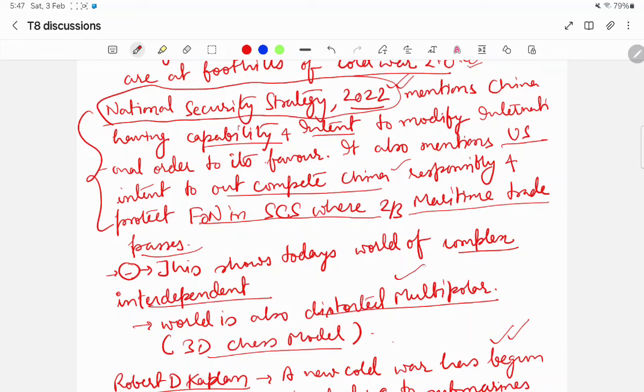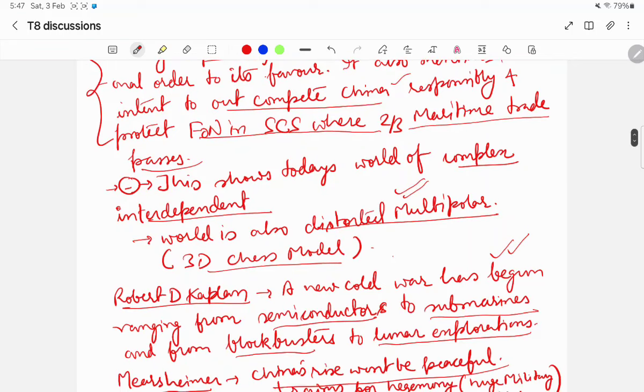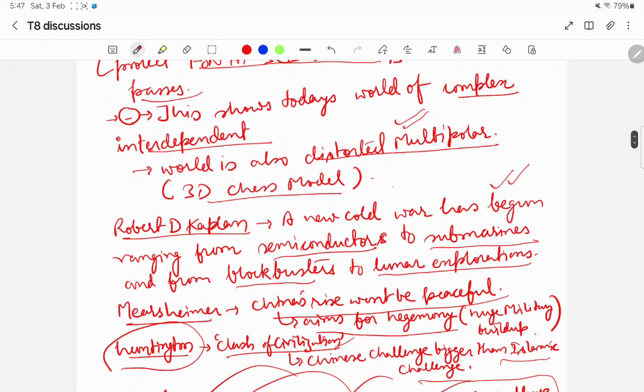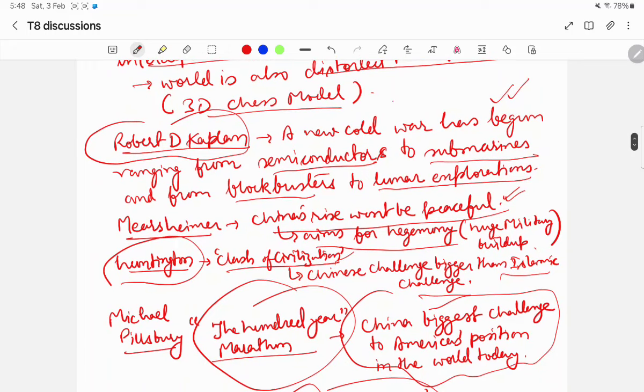The world is also distorted multipolar. So it is not bipolar anymore. So this is also negative. But Robert D. Kaplan is a scholar who says that a new cold war has begun, ranging from semiconductor to submarine and from blockbuster to lunar exploration. These are the lines by Robert Kaplan. And Mearsheimer says that he's an offensive realist. He says that China's rise will not be peaceful. And China is aiming for hegemony because it has a huge military buildup.